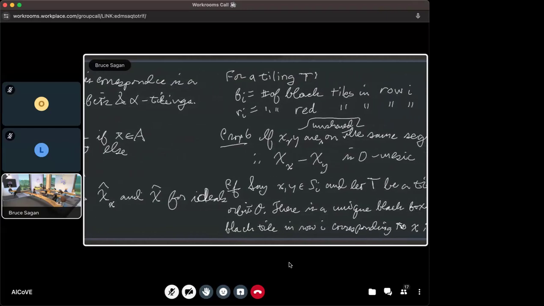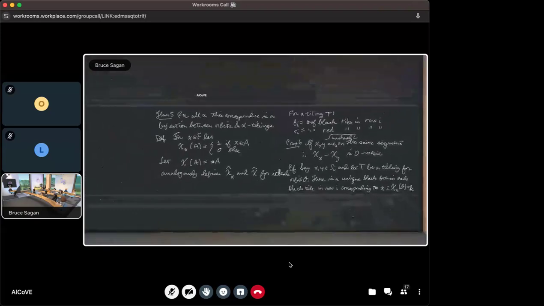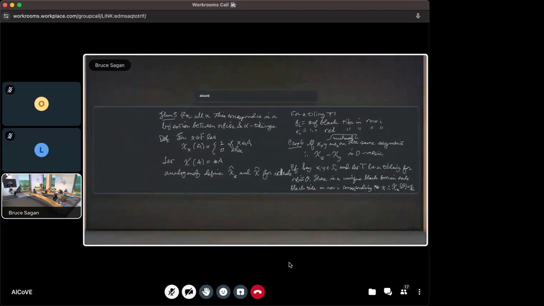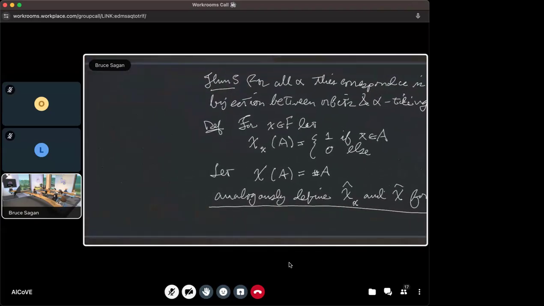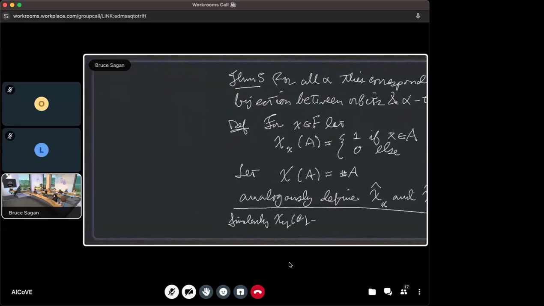But wait a second. Does this argument change if I look at Y? No, right? Y is also an unshared element. It's the exact same. We got the exact same thing. So similarly, chi Y of the orbit is equal to BI.